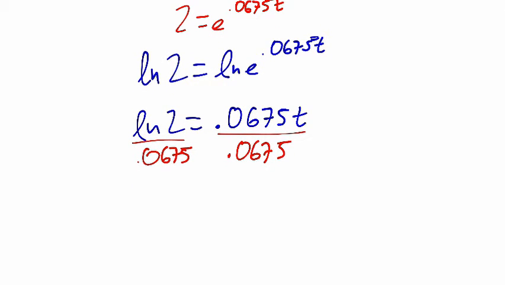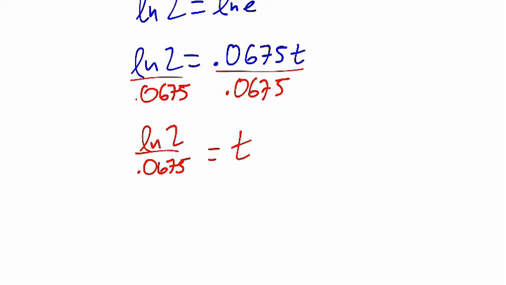Now, if you're going to say natural log of 2 divided by 0.0675 equals T, that'd be an annoying answer. Natural log of 2 divided by 0.0675 years. I mean, it's not wrong, but it's kind of annoying. So what we would do instead is we would say T equals, and we would just round that to about, well, plug it into your calculator. Natural log of 2, make sure you close that parenthesis, divided by 0.0675, that gives us about 10.27, and the unit on that is years.